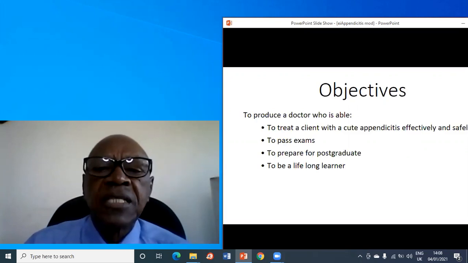The objectives are to produce a doctor who is able to treat a client with acute appendicitis effectively and safely, to pass examinations, to prepare for postgraduate, and to be a lifelong learner.